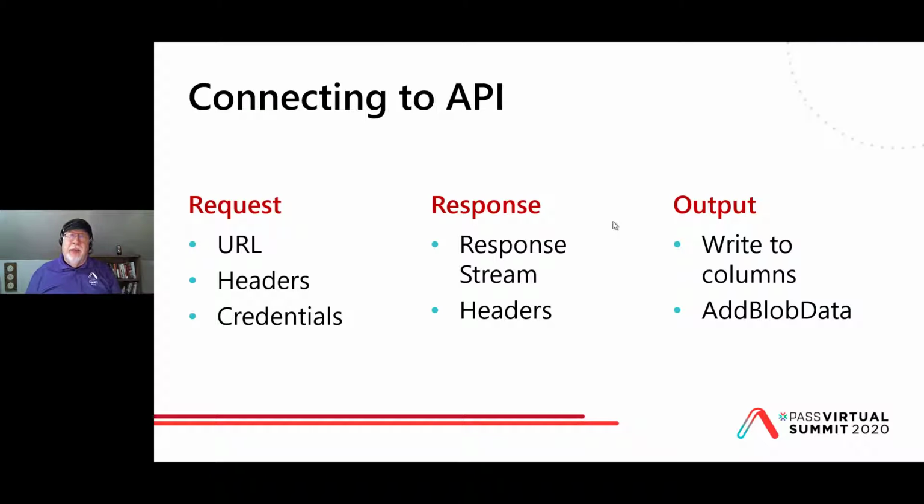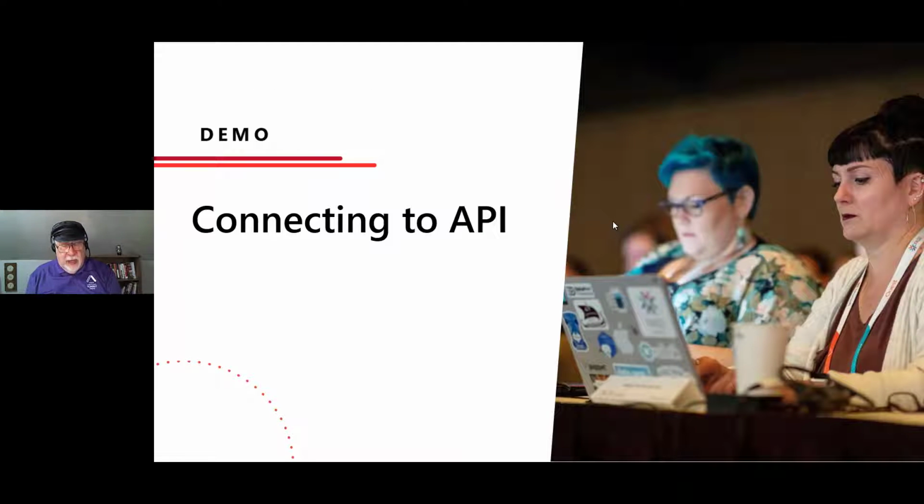Now, connecting to the API, I think, is the first hard thing we're going to encounter, something that we don't normally encounter as a DBA. What you're going to have to do is make a request, get a response, and then parse and send the output. Okay, so let's look at how that works.